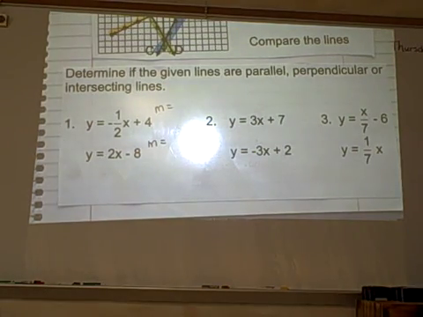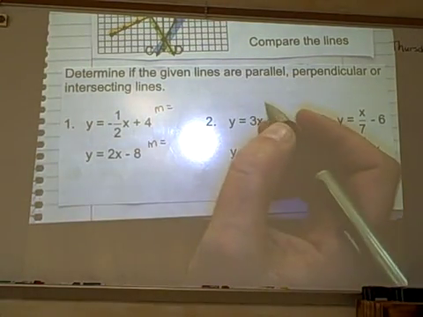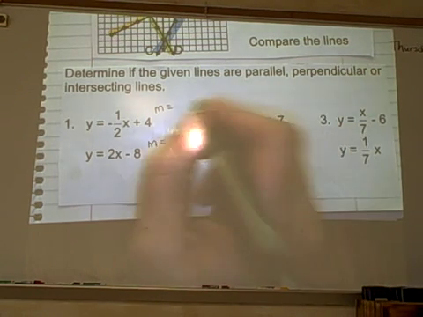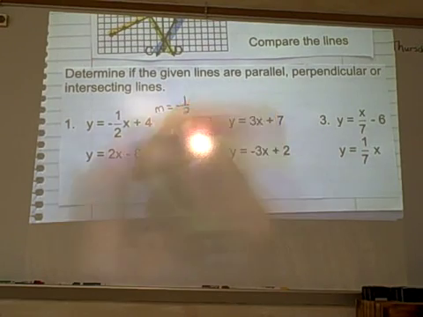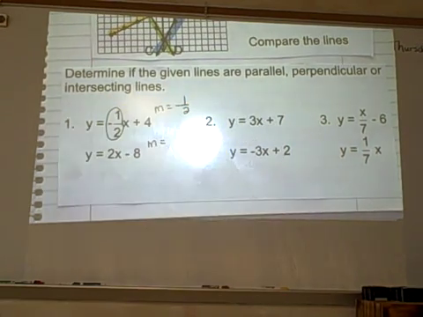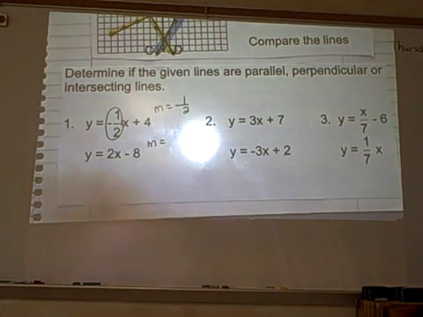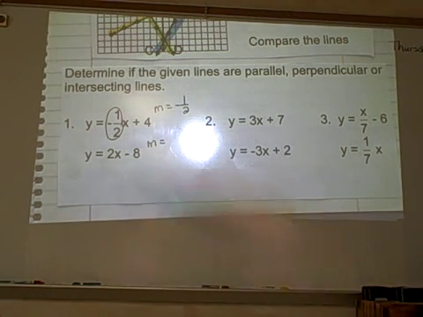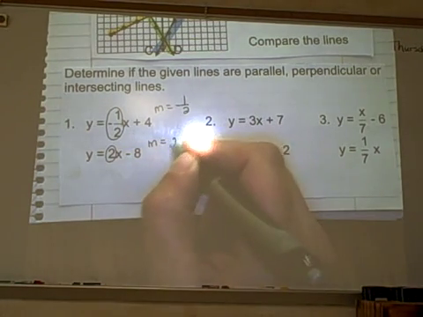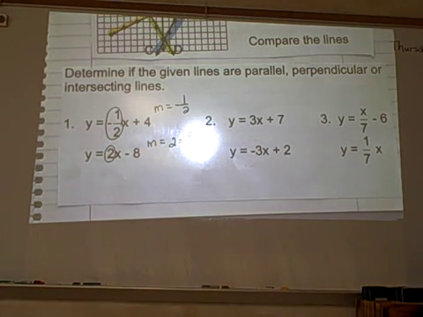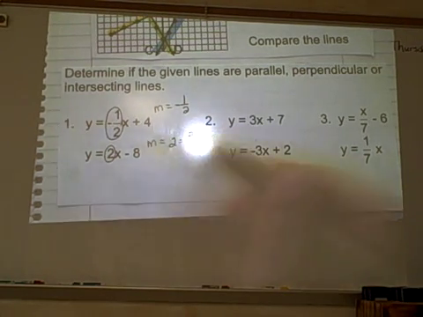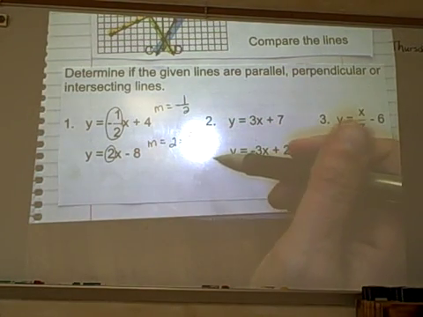So on number 1, what's the slope on this first equation? Negative 1/2. So this right here is the slope. What's the slope on the second equation? 2. So it's the same as 2/1. Are those exactly the same? No. So they can't be parallel because negative 1/2 and positive 2 don't match.